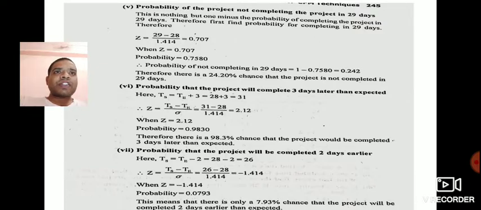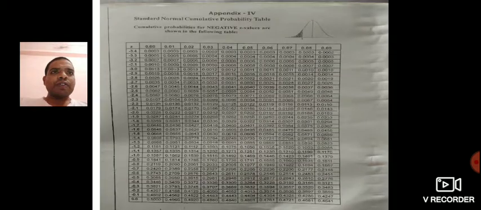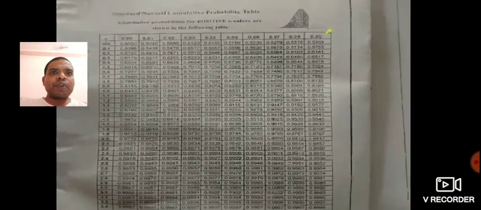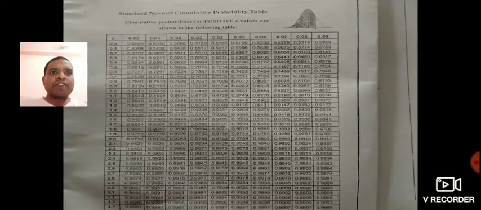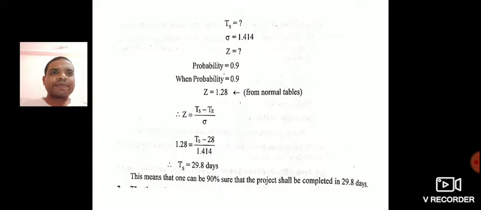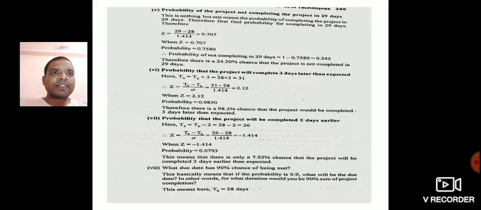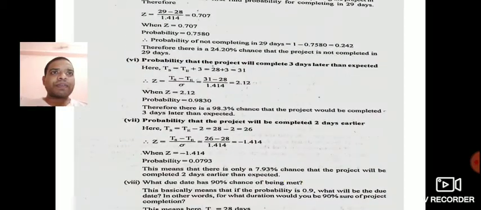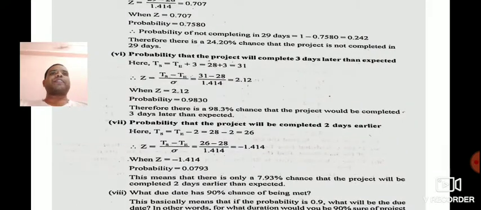Okay, with Ts, again apply the z formula, we get z as 2.12. Again see the probability for the z value 2.12. See in the z column, 2.1 is there. Next it is 0.02. You can see that is 0.9830 we are getting, so we can keep it in percentage, that is 98.3 percent.